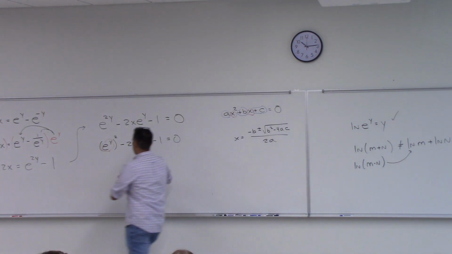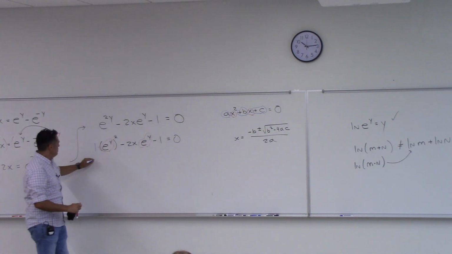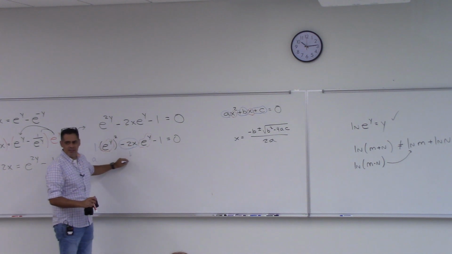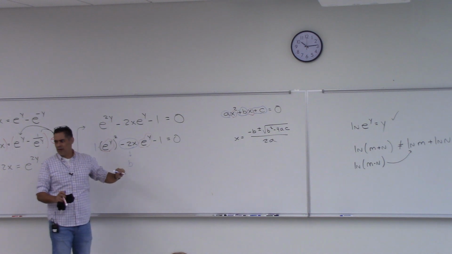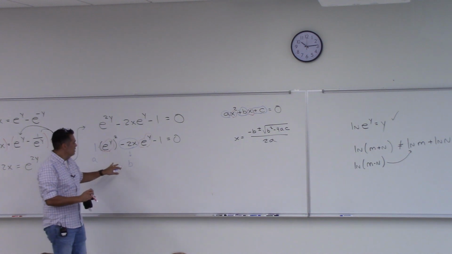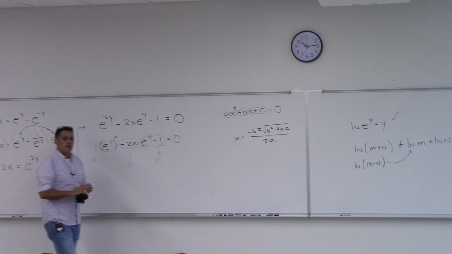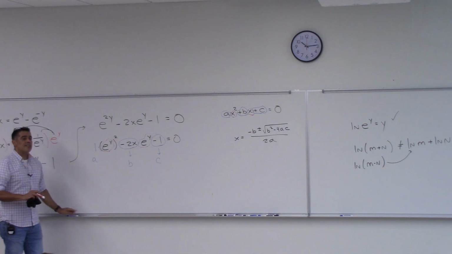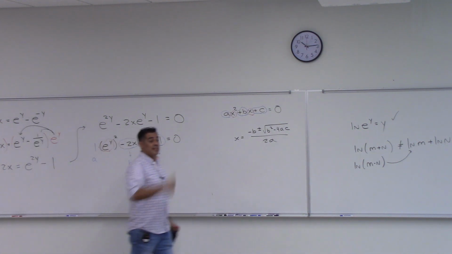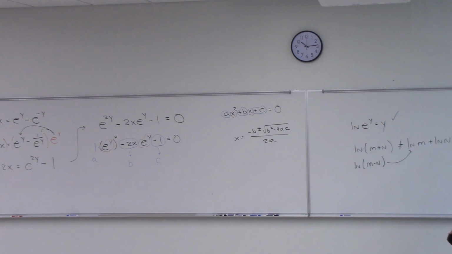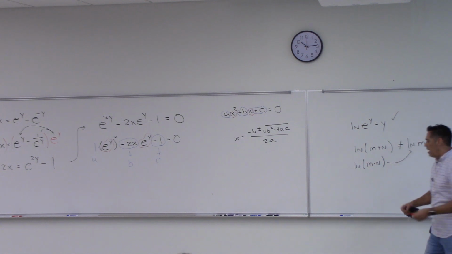So for us, a is what? 1. B is negative 2x. It's usually not a variable, right? In the quadratic formula, our b is never really a variable, but see, you can still apply the formula. And then our c here is what? Negative 1. So are we doing a u substitution? It's like a u substitution, exactly. Yeah, it's a u substitution at this step. I'm going to skip the u substitution. I'm just going to say, okay, we would do something like that.